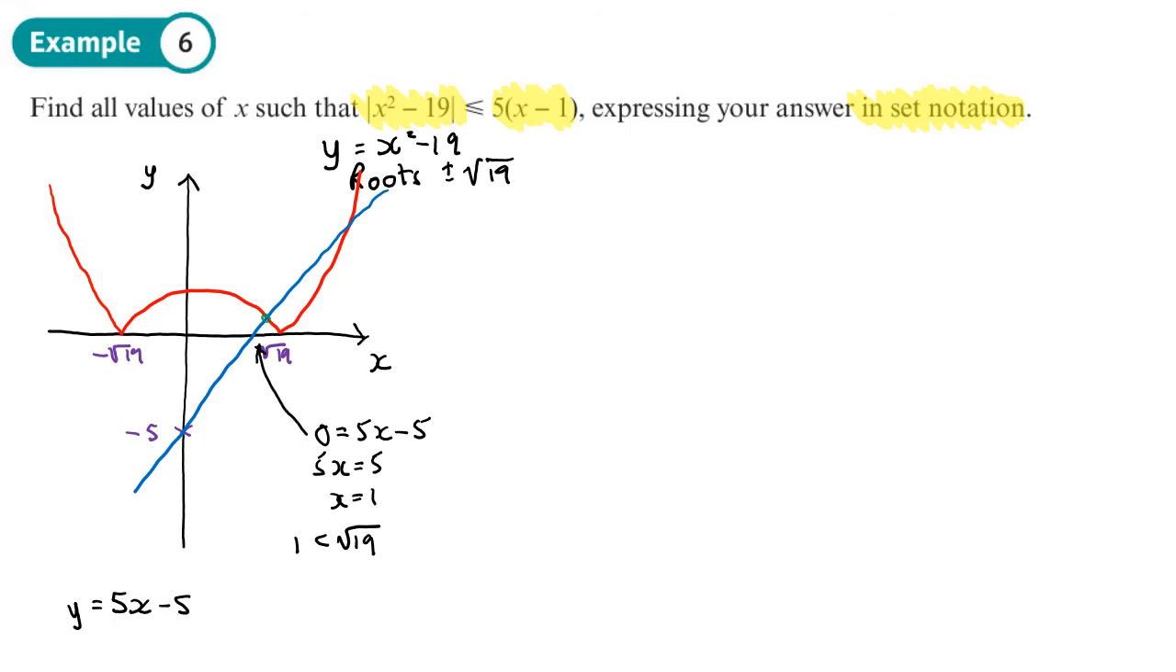So I need to find these points of intersection here. And I want to find the points where the modulus graph is below the line. So I need to work out what this interval is here, and I'll work out that interval by solving simultaneously. So let's start with the first green point, the one furthest to the left, and that is on the reflected part of the modulus graph, or the original graph. So I'll replace it with brackets and a minus sign, equal to 5x minus 5. So I've got negative x squared plus 19 equals 5x minus 5.